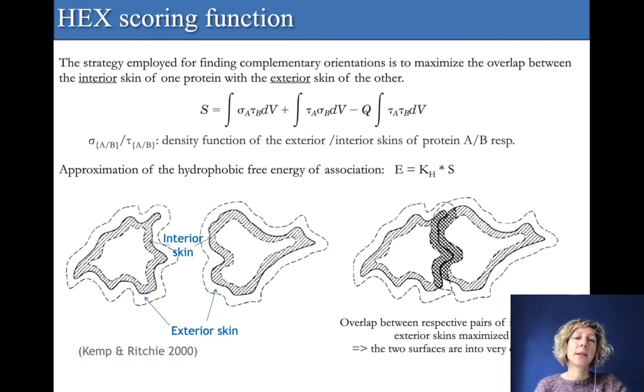Okay, so that's a more detailed representation of the Hex scoring function with this idea of interior skin and exterior skin. So you have these different terms, each corresponding to the overlap between exterior and interior of one, exterior and interior of the other one, and you have some penalty for the clashes. So what you expect is what you see on the right, where you have the exterior of one touching the interior of the other.